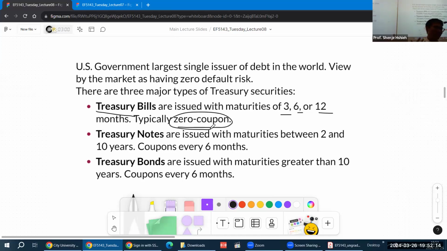So zero coupon means that there's only one final bullet payment, in which case the yield to maturity is therefore just the discount rate, right? It's sometimes called the discount rate. Treasury notes are couponed. The coupons occur every 6 months, and they can range from 2 to 10 years. And treasury bonds go out to 10 to perhaps 30. I don't know if there's any more. And again, coupons are every 6 months. So you will see these naming conventions often in the Wall Street Journal, etc.